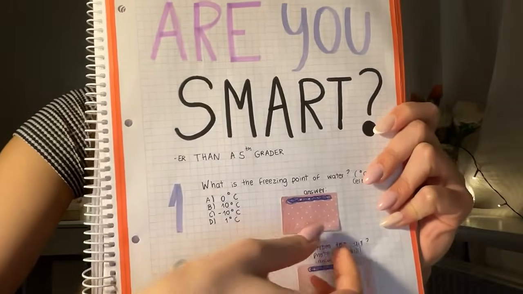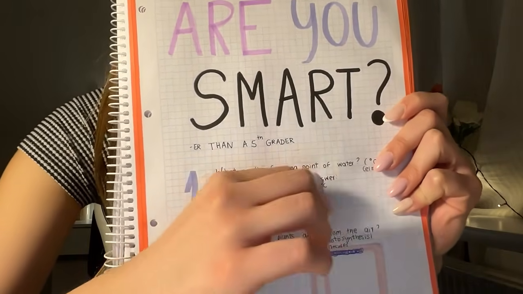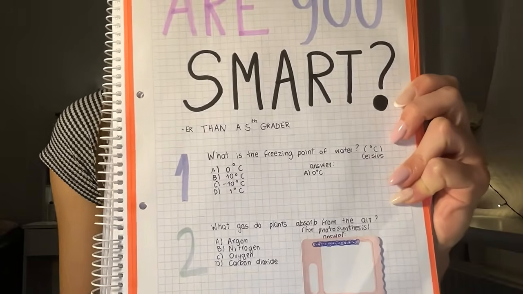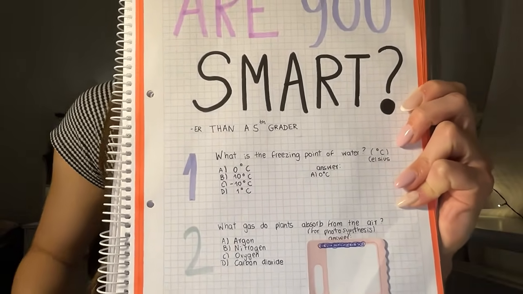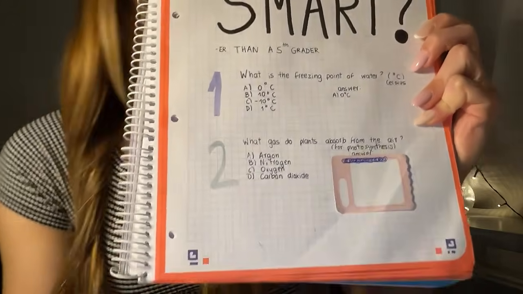Okay, so the correct answer for question 1 is answer A, 0 degrees Celsius is the freezing point of water. Okay, did you get this one right? Let's move on to question number 2.